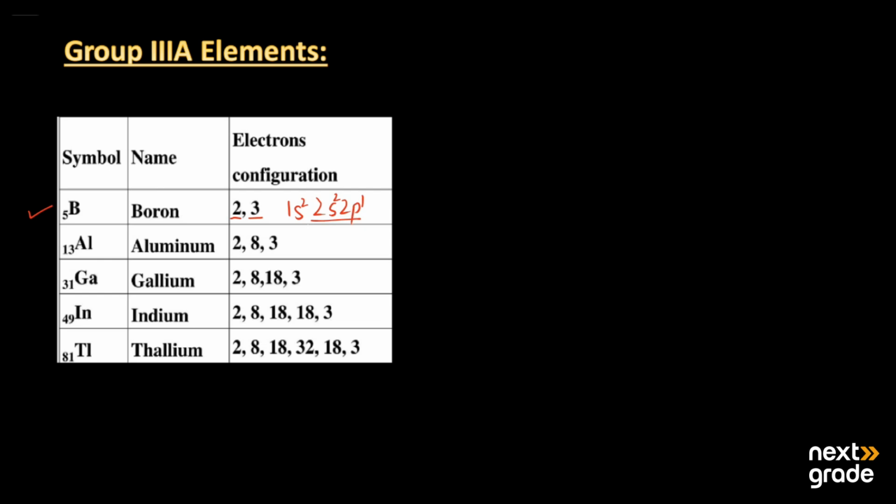On the other hand, the next element is aluminium. Its atomic number is 13. So it has a total of 13 electrons, 2 in the first shell, 8 in the second shell, and 3 in the last shell. The third element is gallium. Its atomic number is 31. Its electronic configuration we can also write as 1s2, 2s2, 2p6, 3s2, 3p6.